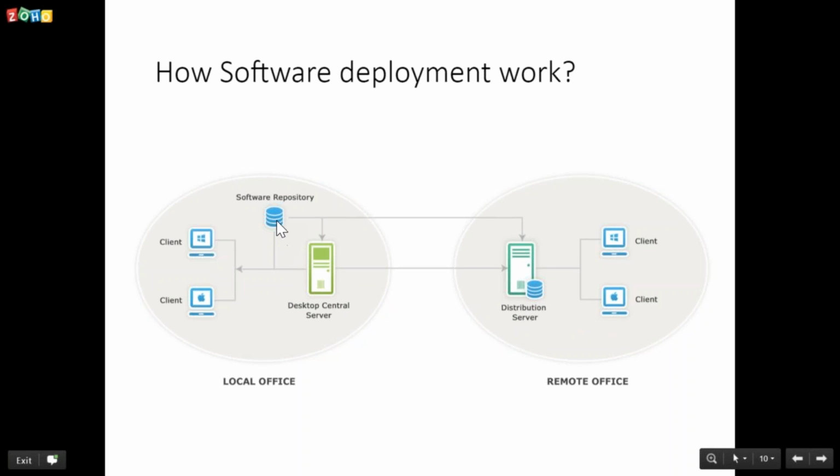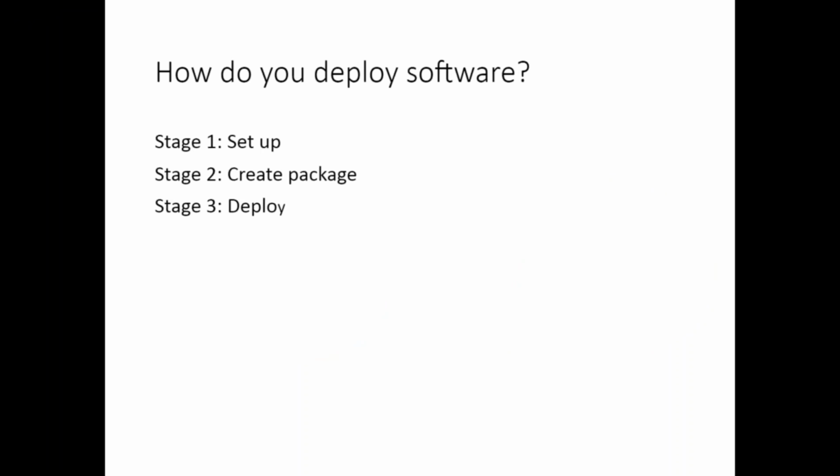the agent communicates, picks up the package from the local share and installs it directly, whereas in the case of the remote office, the distribution server will replicate the package from the network share repository or the HTTP repository and copy it to the local machine, and the agents residing in the remote office will pick up the package from the local DS machines. So basically you're saving bandwidth if you have a distribution server. So that's how the software deployment works.